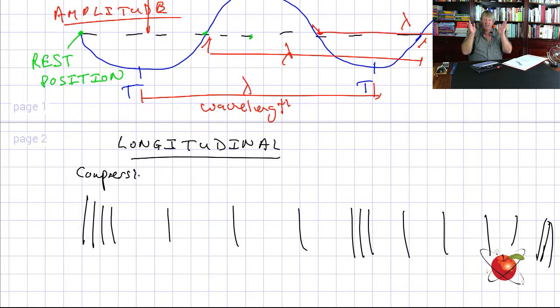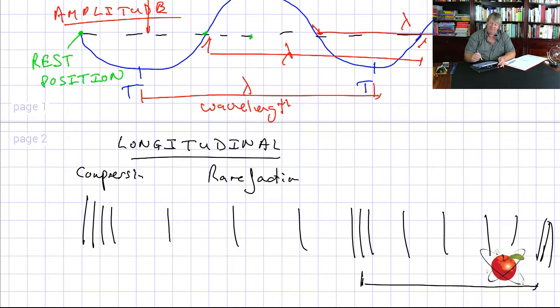This one is called a compression. It's where the slinky spring was compressed close together. This piece here is called a rarefaction. Now, similarly, this is one wavelength here. This is one wavelength over there.